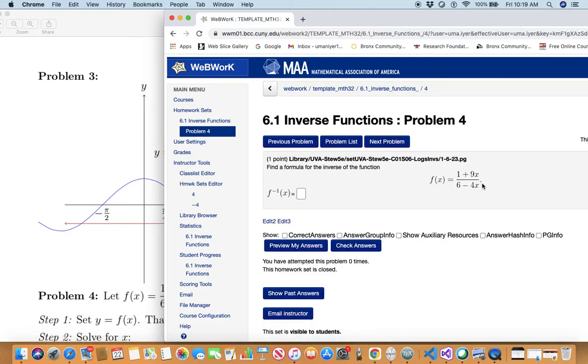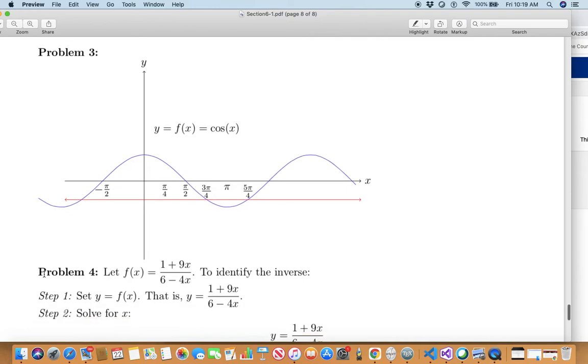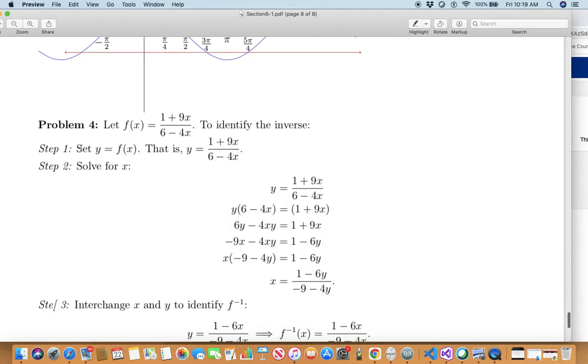Find the inverse of this particular function. Well, step 1 is to set y equals f(x). So y is this fraction. Step 2 is to solve for x. So take this equation, solve for x. Cross multiply or clear the denominator. y times 6 minus 4x is 1 plus 9x. Distribute multiplication by y.